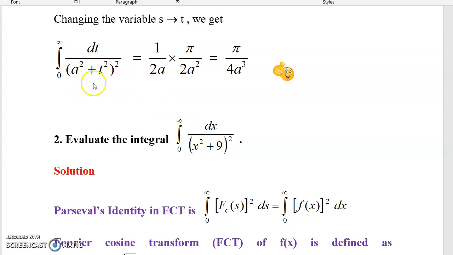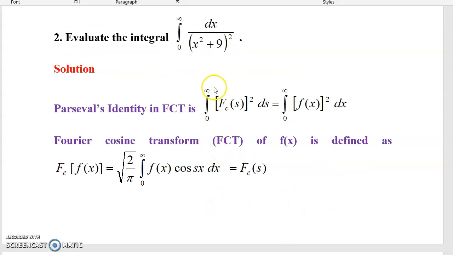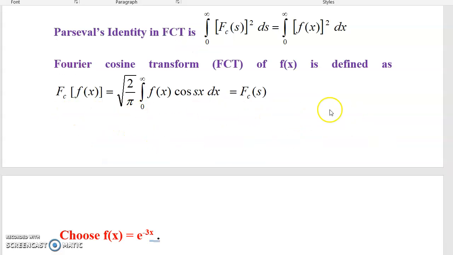Here generally you have in terms of a. Here specifically you have a number. So let us see how to do this. First we have written what is Parseval's identity. And this is the Fourier cosine transform definition, the FC of s definition.